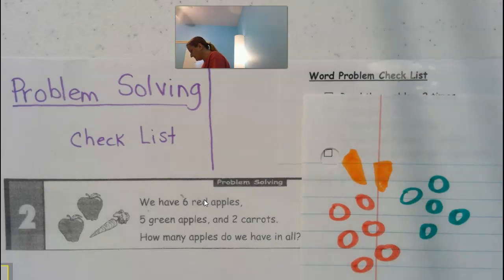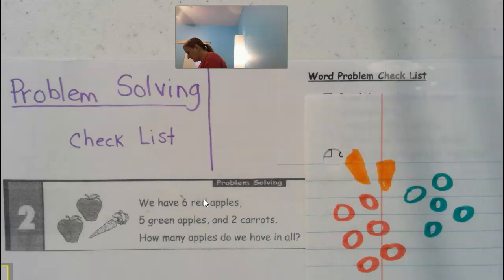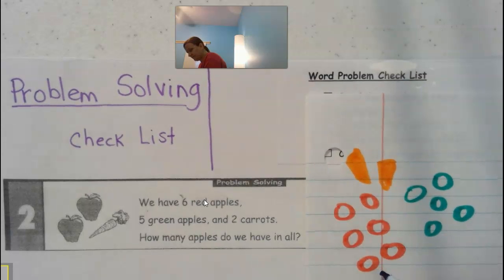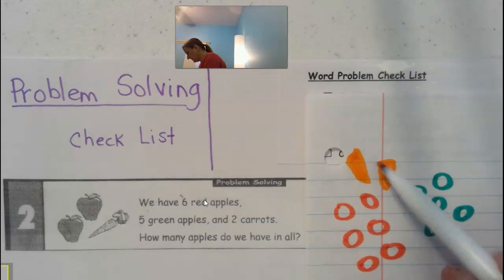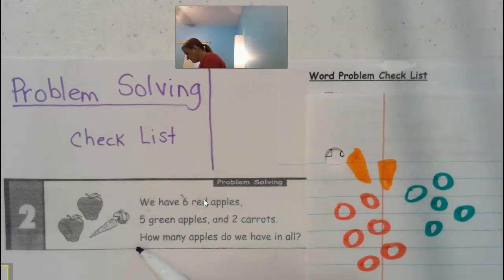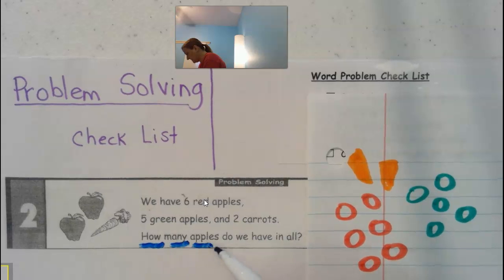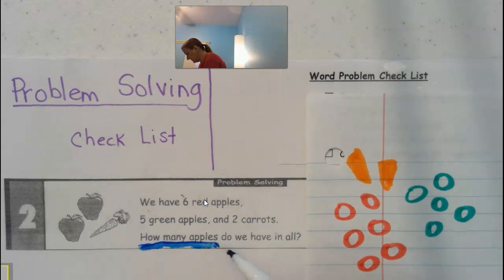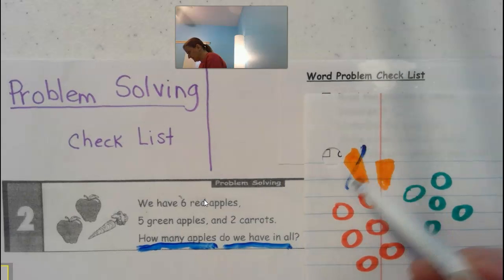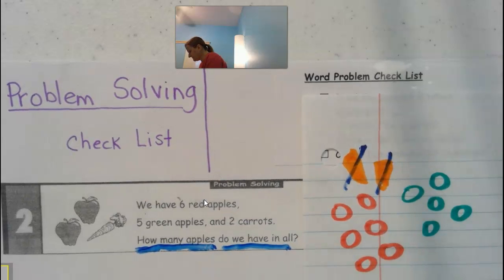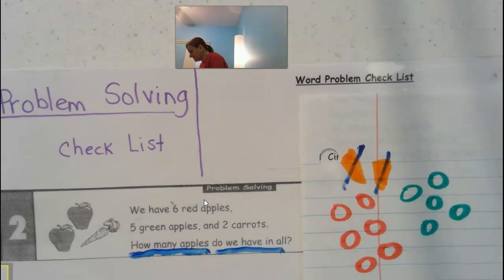How many apples do we have in all? So, I have 6 red, 5 green, and 2 carrots. Do these carrots matter at all? The question is, how many apples do we have in all? So we don't even need to worry about those carrots. So these red ones are apples and these green ones are apples. So one of our strategies that we learned is we could just count them up.